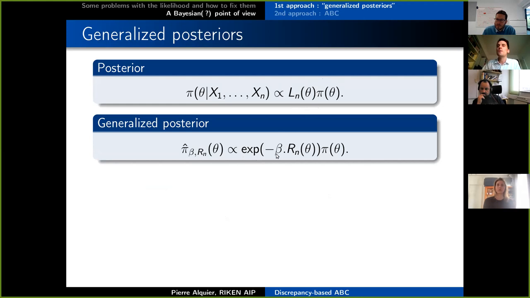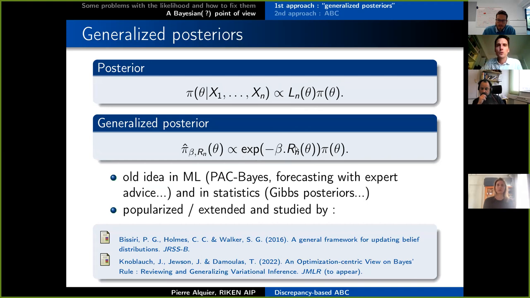This approach is defended in famous papers like the one by Bissiri, Holmes, and Walker. They explain that, depending on whether you don't have a likelihood or the likelihood is not convenient, or you don't trust your model completely, or you are only interested in estimating some parts of the model, you should use this approach.